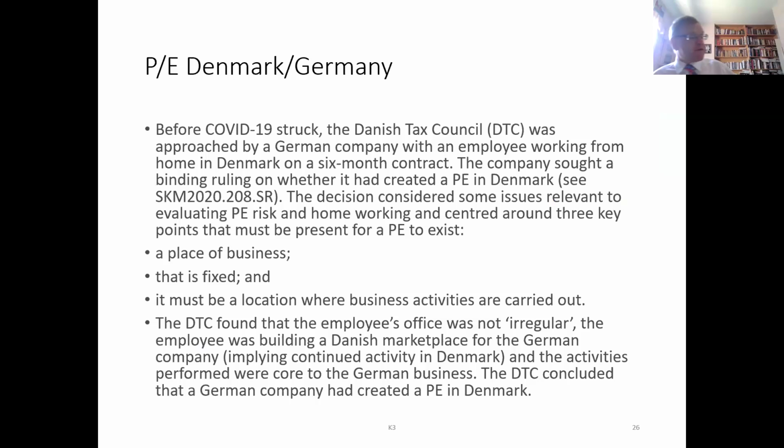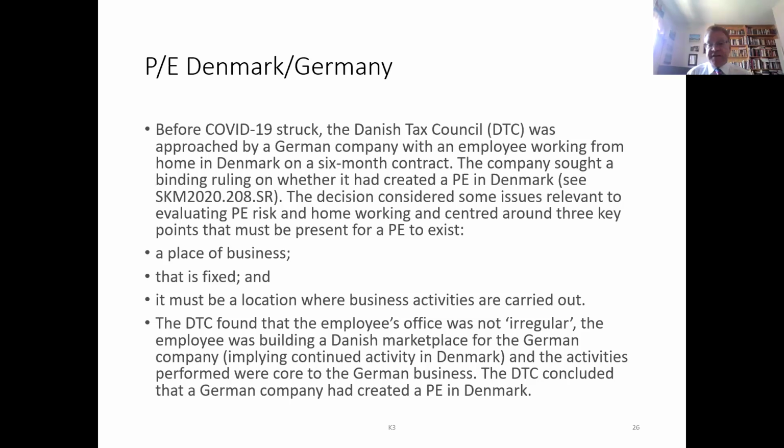This is an interesting one, as I say, PE Denmark, Germany. Before COVID-19 struck, the Danish Tax Council was approached by a German company with an employee working from home in Denmark on a 6-month contract. The company sought a binding ruling over whether it created a PE in Denmark. The decision considered some issues relevant to evaluating PE risk and home working and centered around 3 key points which must be present for a PE to exist.